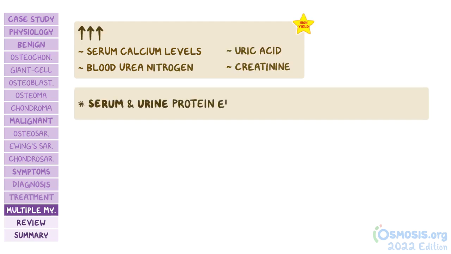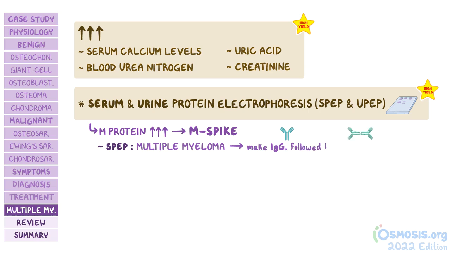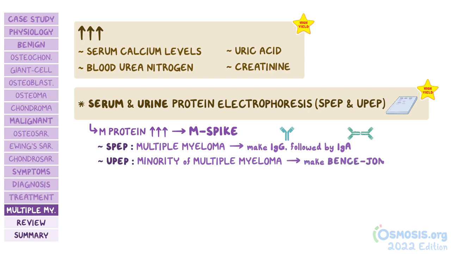Serum and urine protein electrophoresis, or SPEP and UPEP, respectively, are important to see which M protein is predominantly being produced, and is seen as an M spike. SPEP detects most multiple myeloma patients that predominantly make IgG, followed by IgA, while UPEP is used to detect the minority of multiple myeloma individuals, who only make the Bence-Jones protein. UPEP is needed because these light chains are rapidly filtered from the blood, so they may not be seen on SPEP.